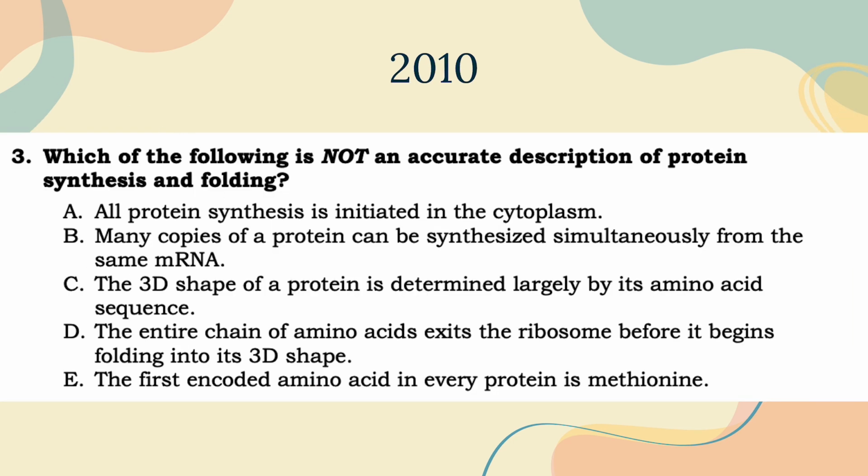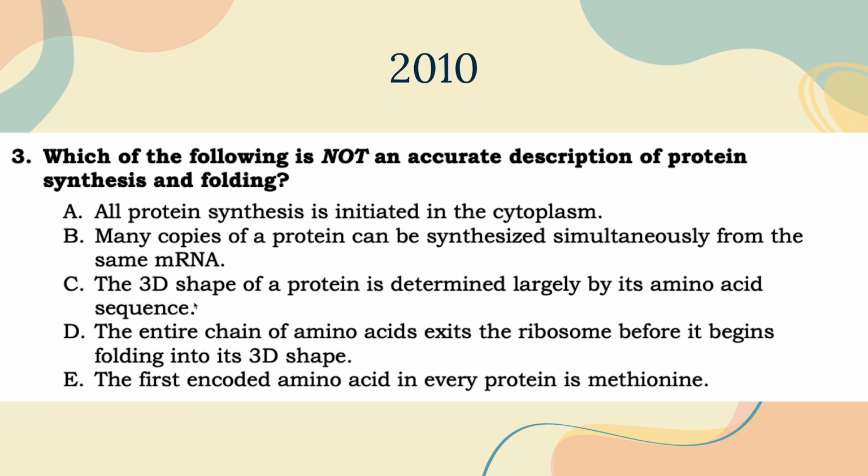Okay, and take a look at this question. Okay, so the answer here is D. The entire chain of amino acids exits the ribosome before it begins folding into its 3D shape. That's not true. We actually have to have proteins to prevent it from folding right away, because it wants to fold right away. And that ties into answer choice C. So just know that it wants to fold right away, and we actually have to keep it from folding right away. So D is the right answer.